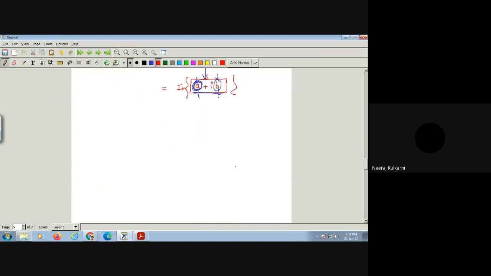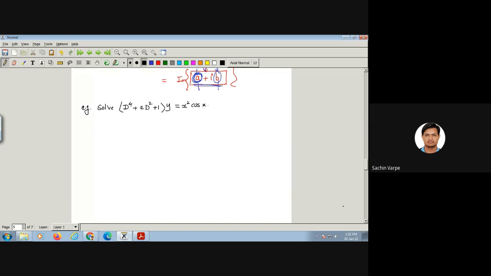Yes, sir. Let us take a simple question onto this. So this point will be clear here only. For example, solve d raised to 4 plus 2d square plus 1 times y equal to x square cos x. So we find its complementary function first. To find the complementary function, we consider the auxiliary equation d raised to 4 plus 2d square plus 1.